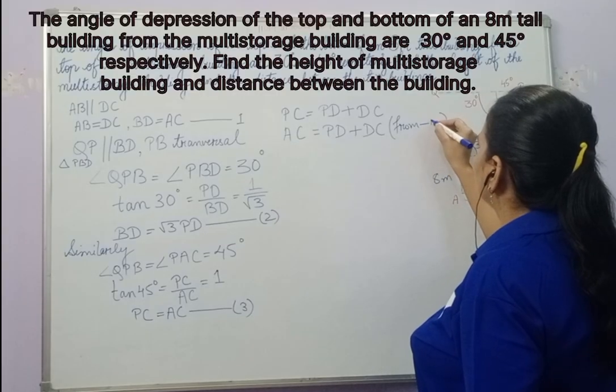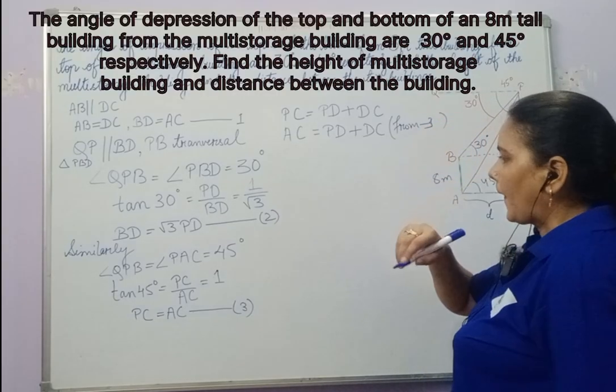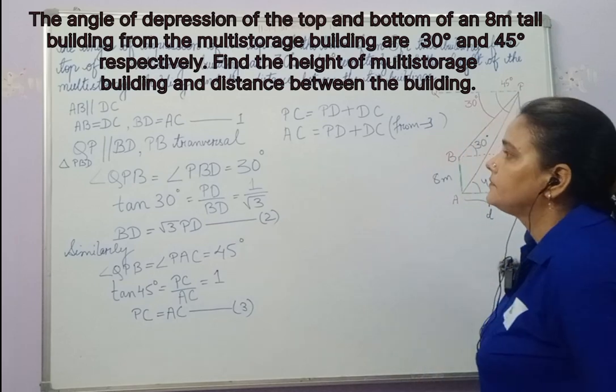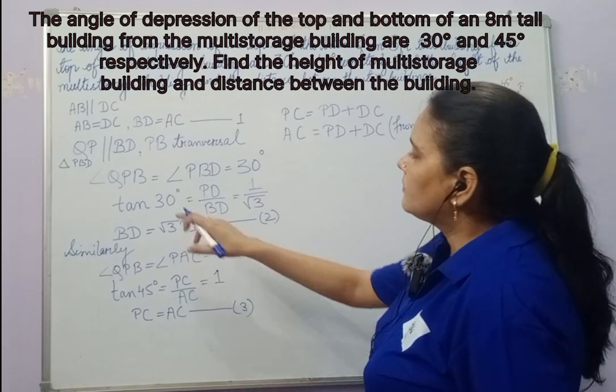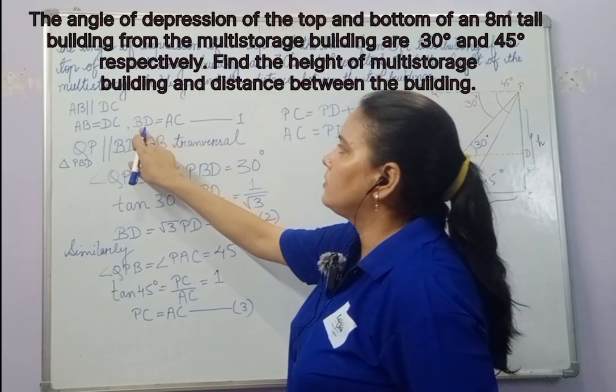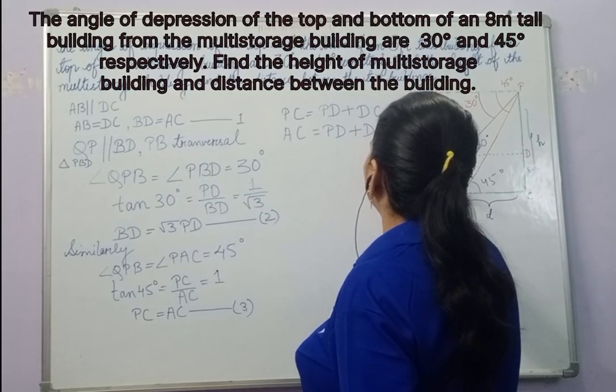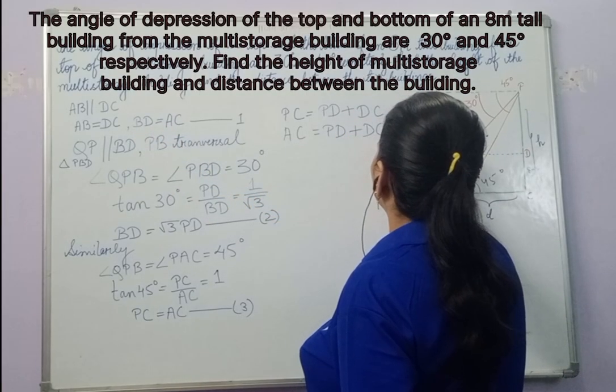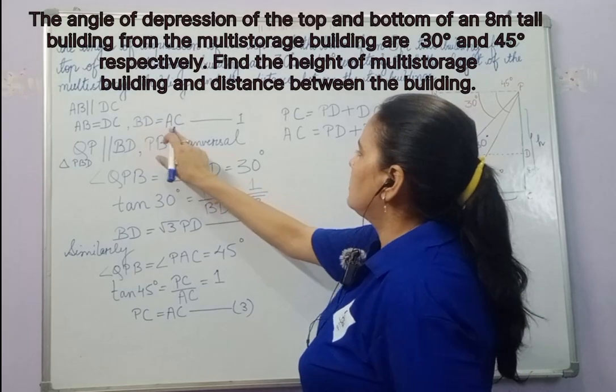From third. Okay. Similarly, here you see AC is also equal to BD from first. AC is also equal to BD.